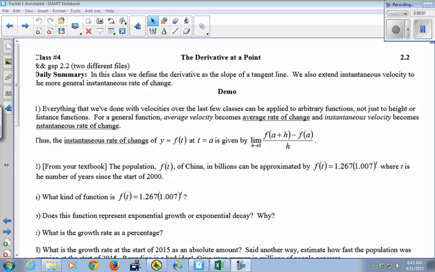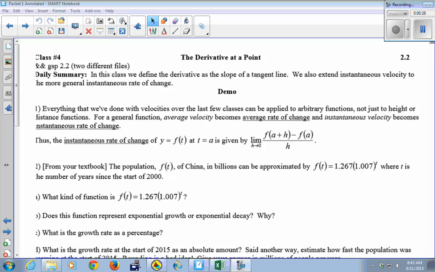So today we're going to define a derivative as the slope of a tangent line. And we're also going to extend instantaneous velocity to the more general instantaneous rate of change. Okay? So velocity is how we measure the rate of change of distance versus time. But not all our graphs are distance versus time graphs, so we just use the more generic rate of change.